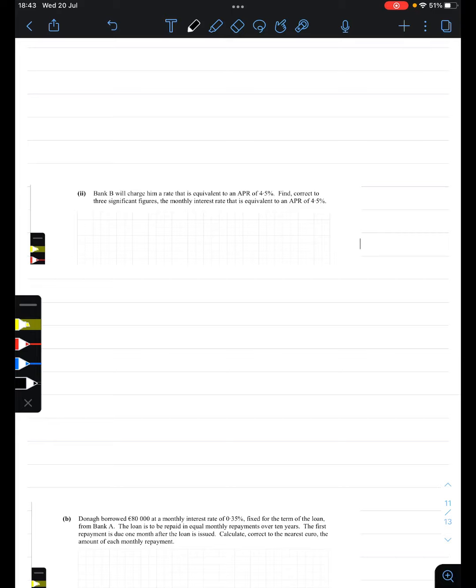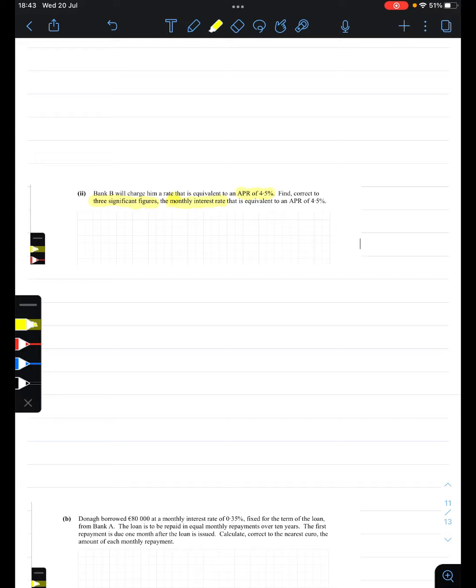Alright, so Bank B will charge him a rate that is equivalent to 4.5%. So we know that he probably should go with Bank A because it's a lower APR. Now find, correct to three significant figures, the monthly interest rate. Again, let's identify: equivalent APR 4.5%, and we want the monthly interest rate that is equivalent.